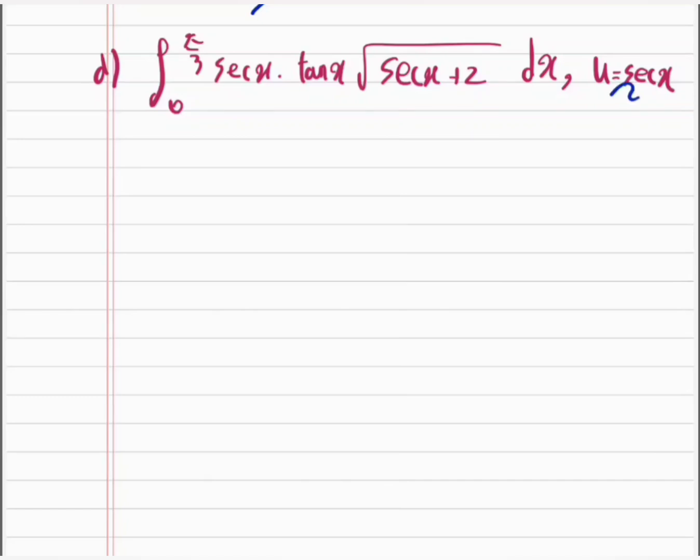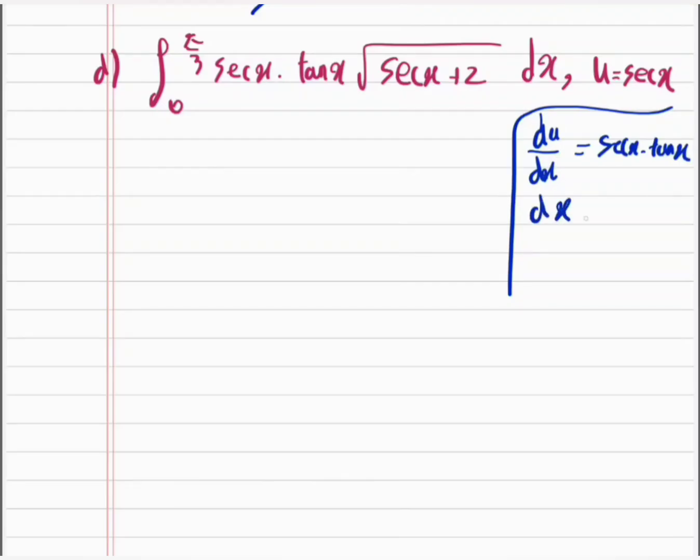and we want to use the substitution u is equal to sec x. First of all, we differentiate u with respect to x, and sec x differentiates to sec x times tan x. Now we rearrange this and make dx the subject, so we have du over sec x tan x.